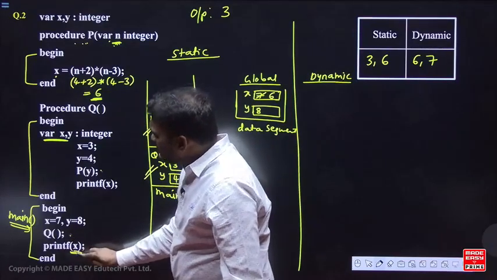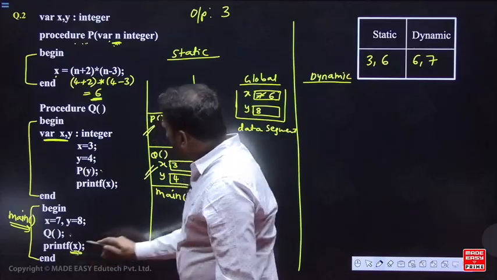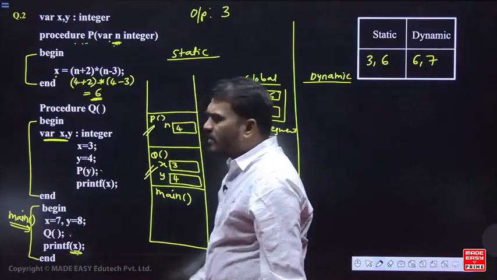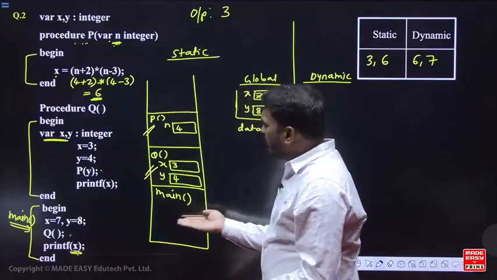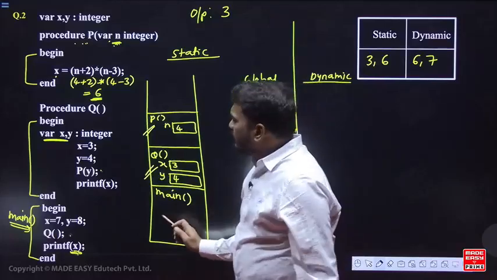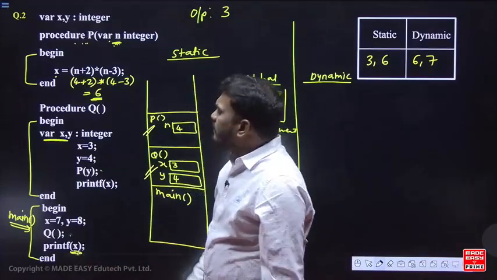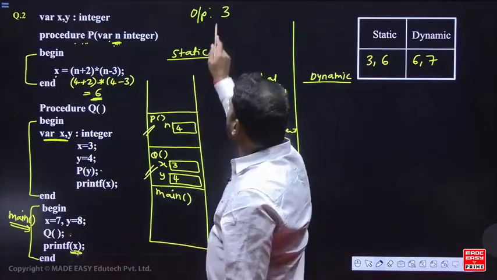When you say printf x here, now tell me, is variable x available in the main function? Not available. कहाँ available है? डब्बा नहीं है, right? So in the main function variable x is not available. It's a free variable. Free variable है तो static scoping.